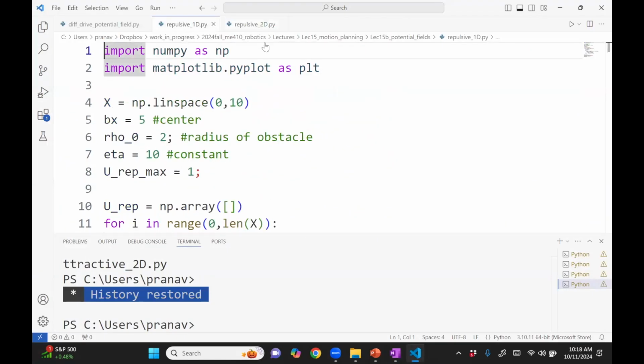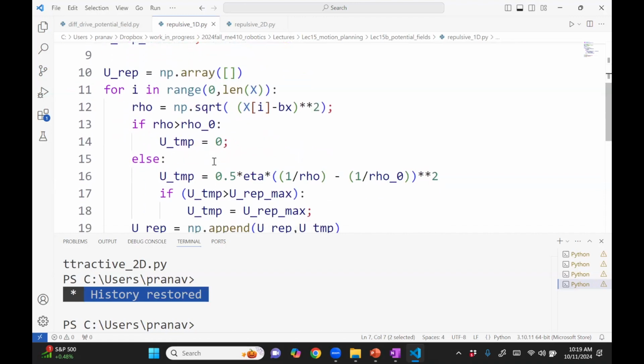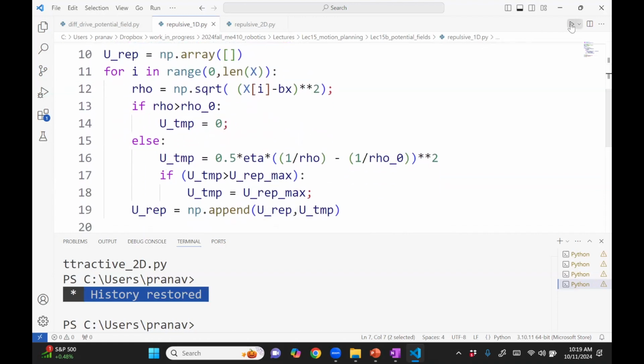Okay, so first I have a 1D repulsive field. Essentially, it's one dimensional, so it's going to have u on the y-axis and x on the x-axis. I chose the obstacle to be at 5. I chose rho 0 equals 2, eta is 10, and then this is something which is used so that, when you go close to bx, you'll have infinite potential, but I can't show infinite, so I'm just going to cap it at 1. If you run this, it just does those two conditionals which I wrote down.